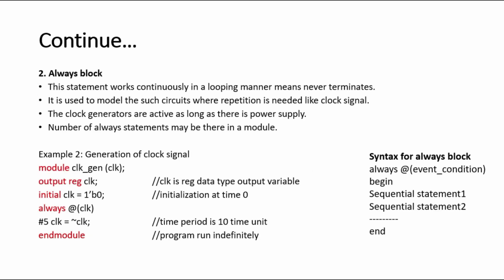The second procedural block is the always block. It works in a cyclic manner. It never terminates until the power supply is cut.